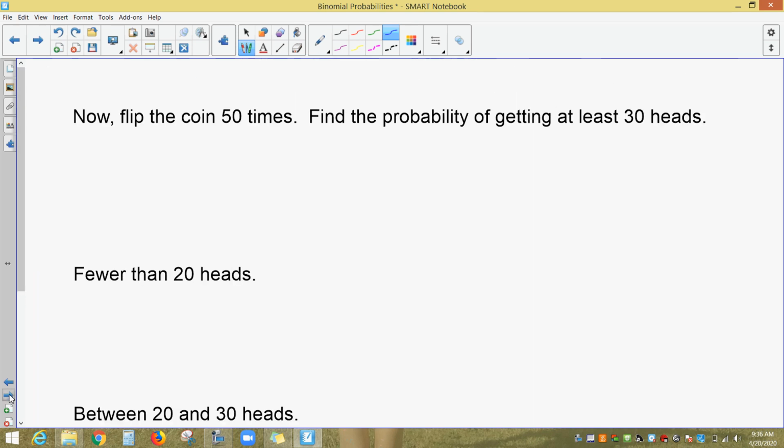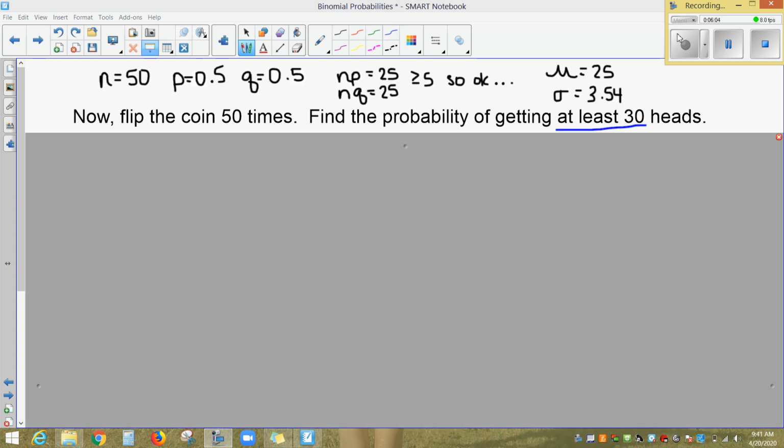So let's say now that we're going to flip a coin 50 times. If we're going to flip that coin 50 times, we want the probability of getting at least 30 heads, or fewer than 20, or between 20 and 30. We for sure want to use the normal approximation. Okay, go ahead and pause the video and give these guys a shot. Make sure to check to be sure you're allowed to do that before you do the problems, and then come back and we'll do the problems.